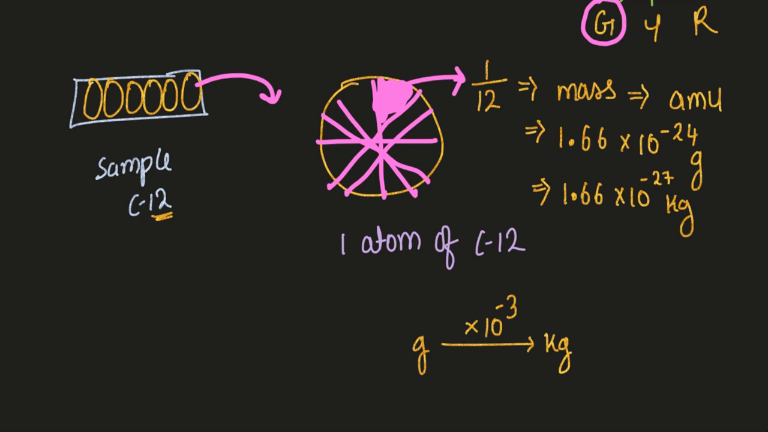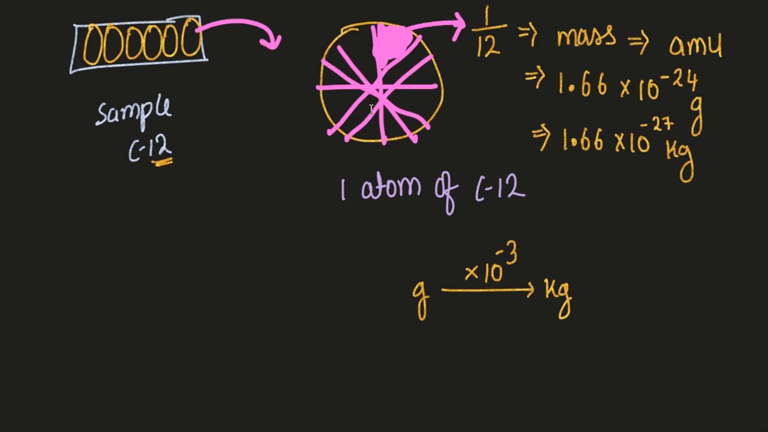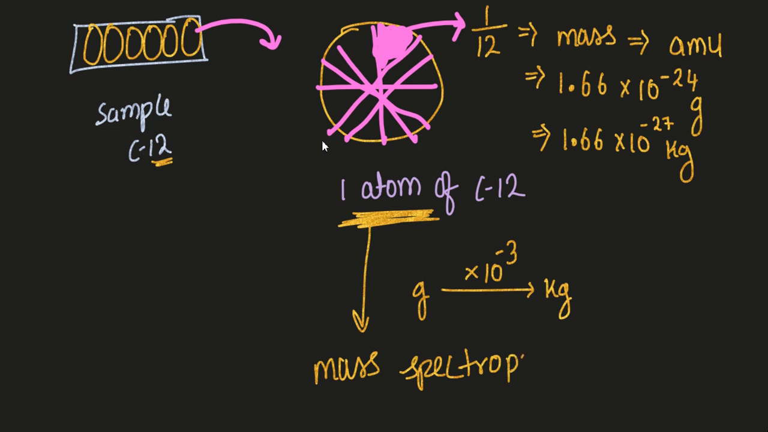Let us try to understand again. Suppose I take this one atom. Experimentally, the mass of one atom is found by using mass spectroscopy. What is the meaning of mass spectroscopy? It is a device with which we can measure the mass of even very minute particles, like atoms.